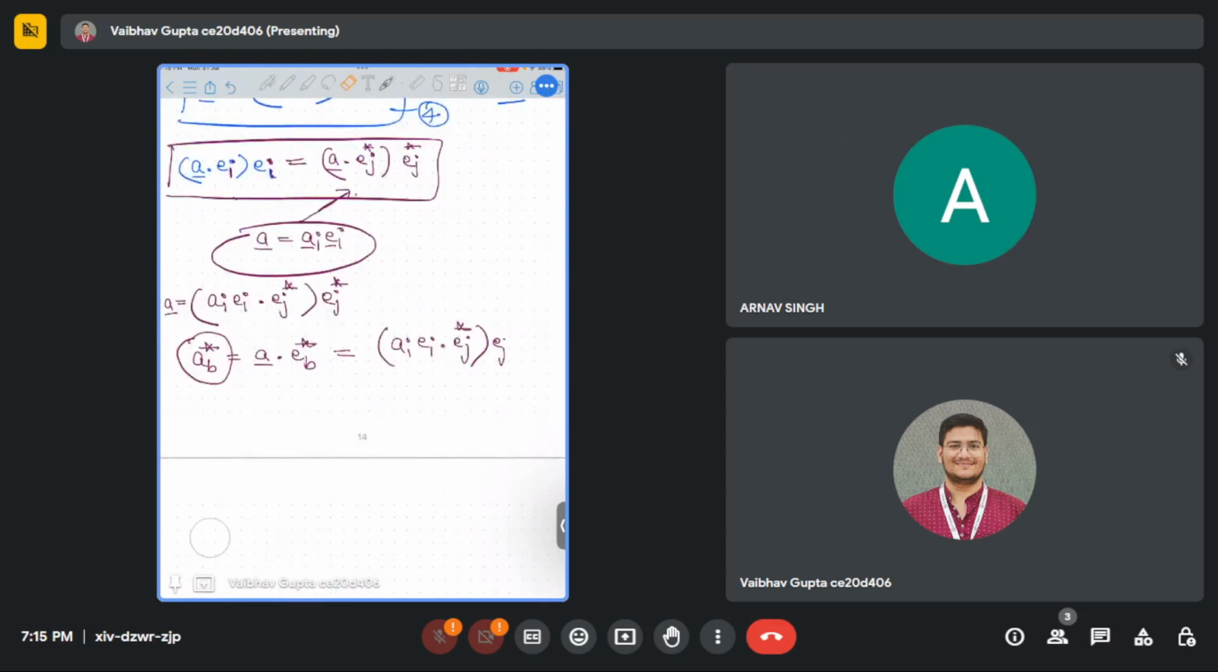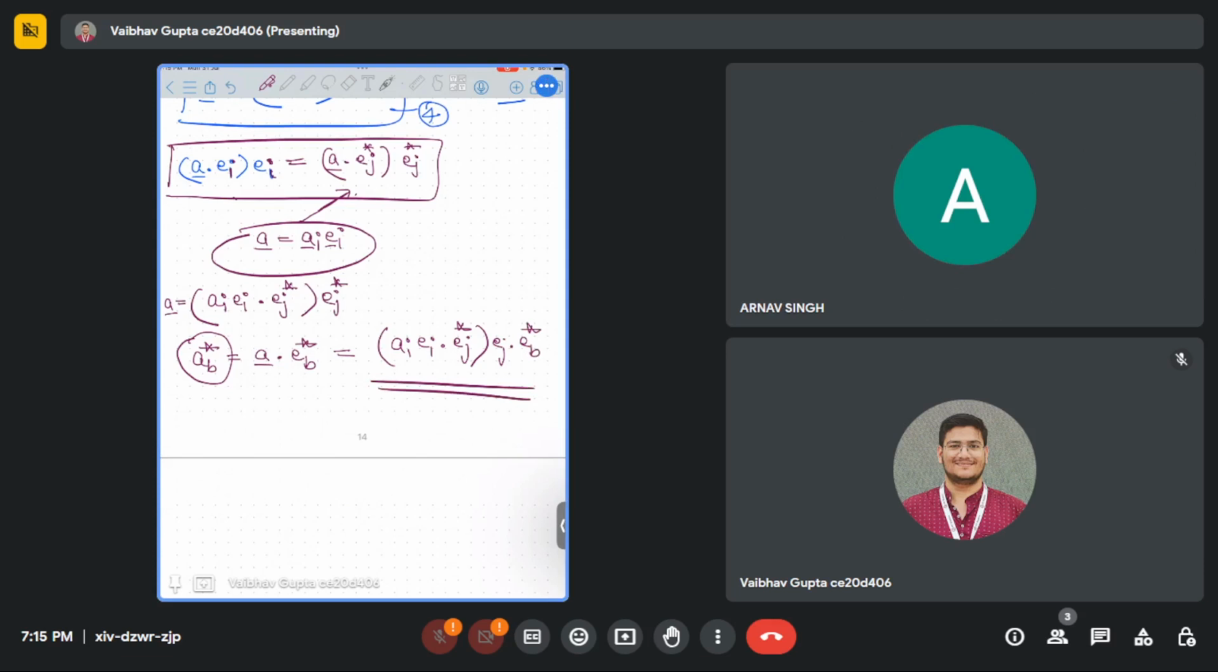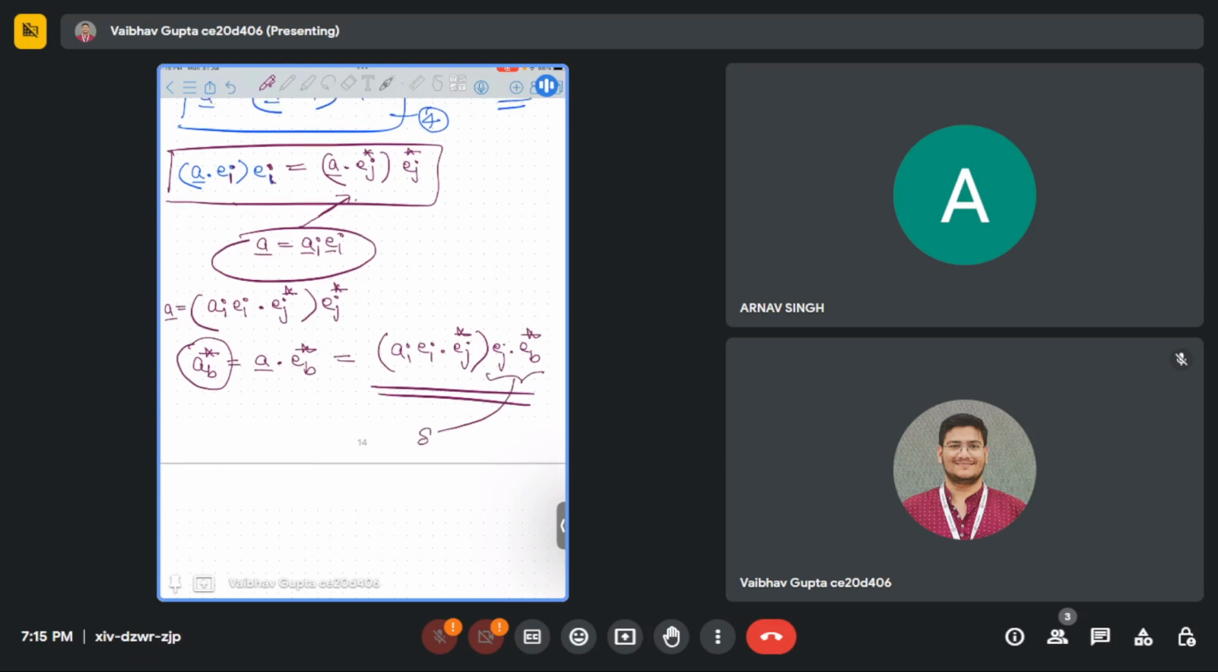So finally we got this thing. If you see this equation, this is nothing but a Kronecker delta, delta JB. Because the dot product is there, delta JB will come. This can be equal to 1 only when J is equal to B. Otherwise it's 0.